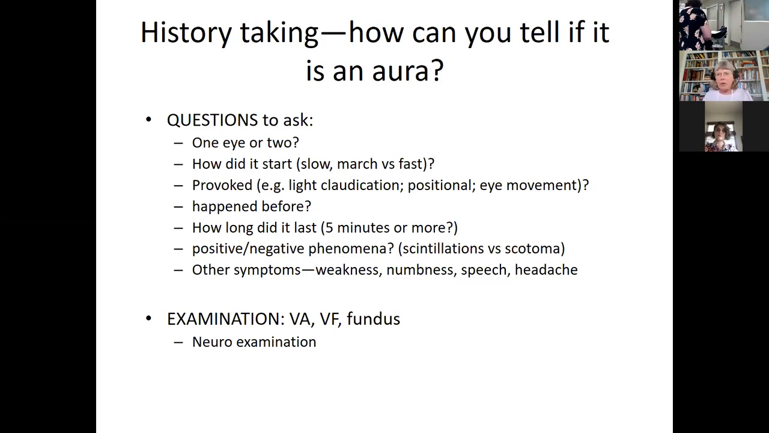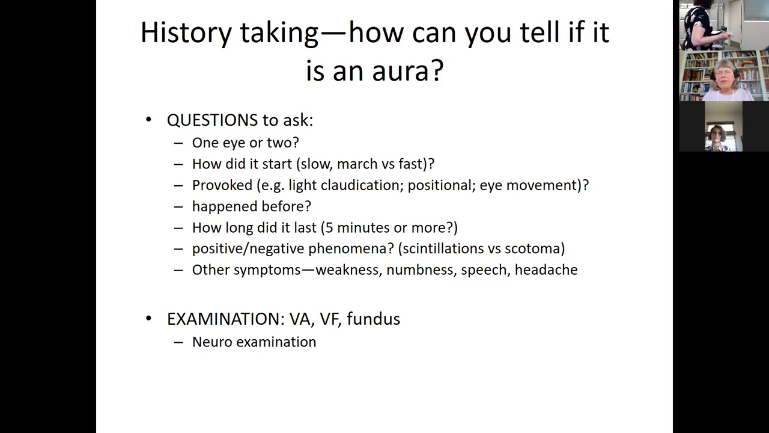Then we want to really try to understand how it starts. Is it a slow onset? Is there a march to it? Or is it fast? And we'll see that if something happens, bang, right at the beginning, we're going to be thinking more of something vascular going on.